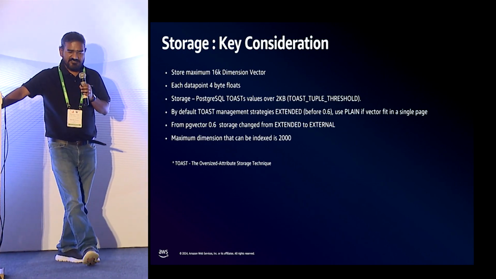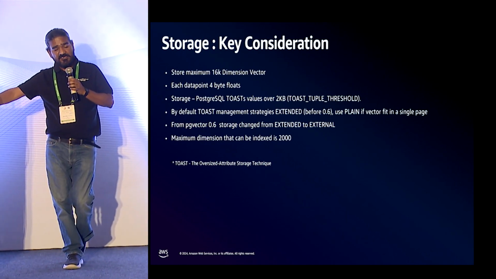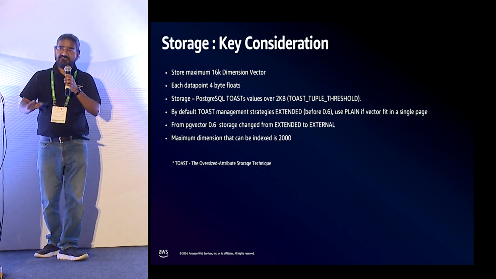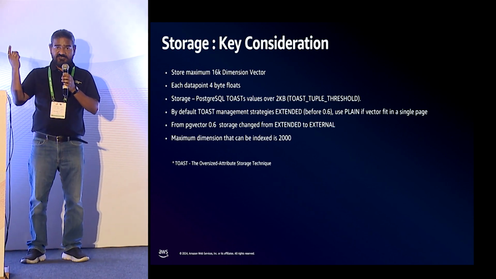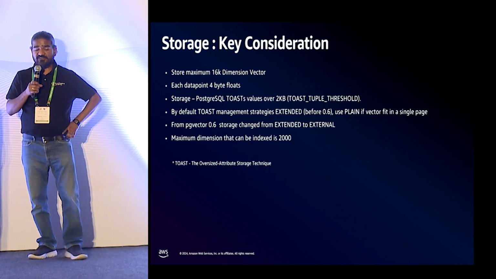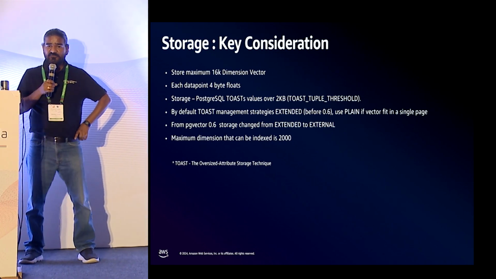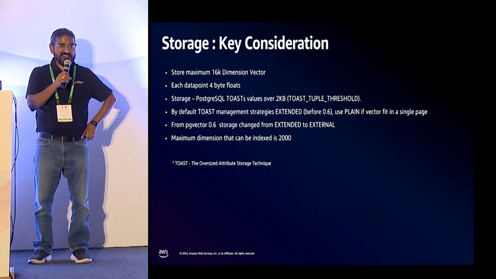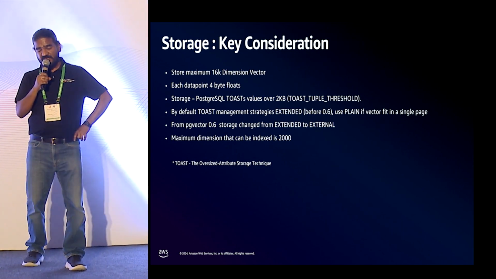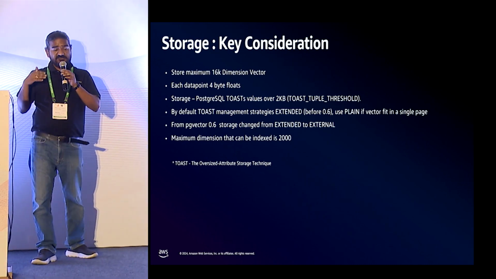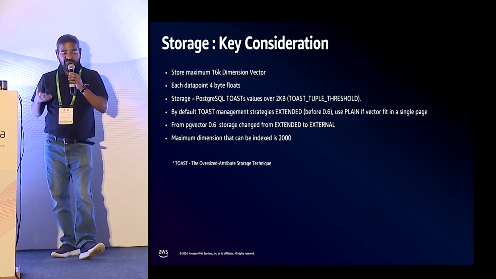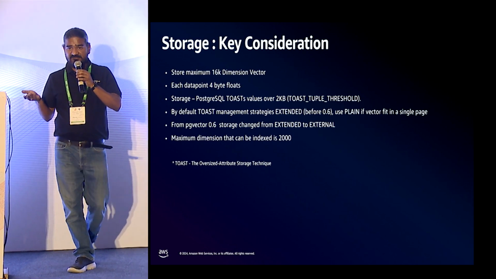Now, storage considerations. PGVector can store a 16K dimension vector. 16K is quite big. And 4 bytes, as I said, 4-byte float. And we all know, I believe, the TOAST thing, right? The oversized attribute. By default, Postgres has an 8 KB page size. If it is not fitting in there, it has to be stored out of the table, out of the place, right? So the PGVector vector data type is a toasted data type. It will go out of the place. And by default, it is extended, right?